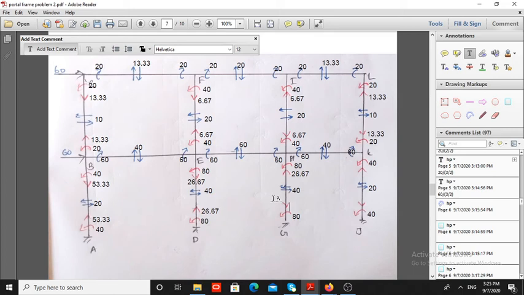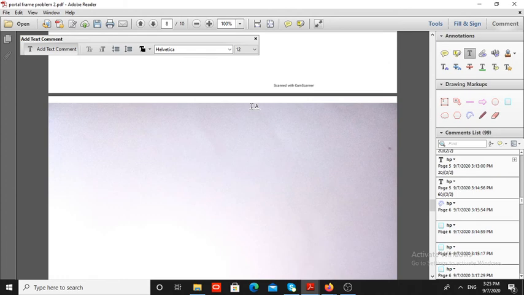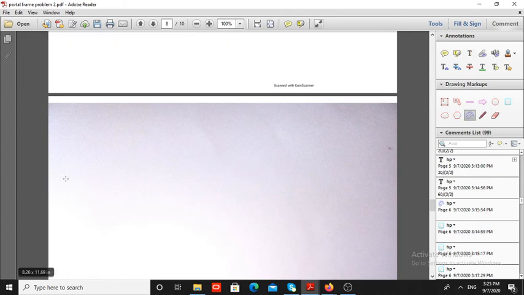After that you have to draw the bending moment diagram of both columns and beams. So first of all draw the figure. It is a 3 by 2 story frame.